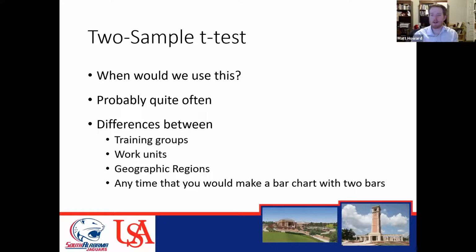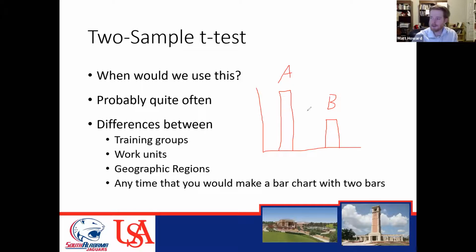So in short, in case you haven't picked up on this, anytime you would make a bar chart with two bars, that's an instance you could apply a two-sample t-test. So anytime you think that your data would be best visualized by a bar chart with two bars, such as a bar chart comparing training group A versus training group B, that would certainly be a case you could use a two-sample t-test.